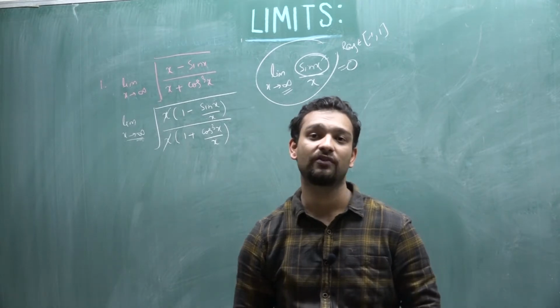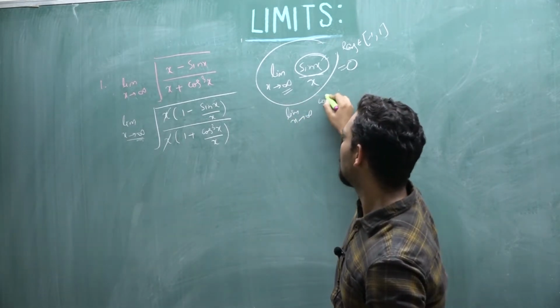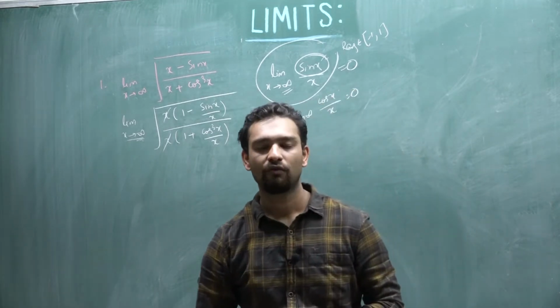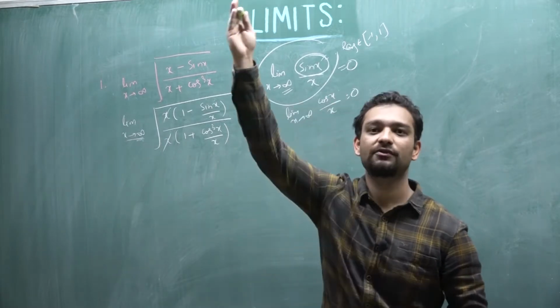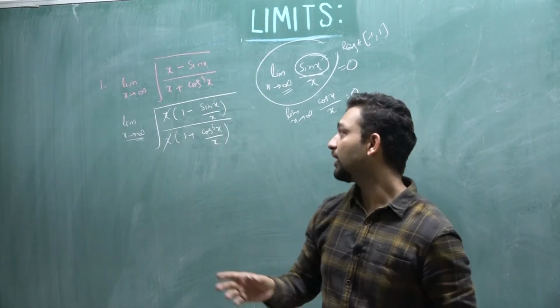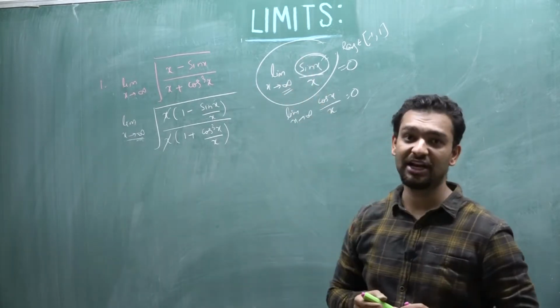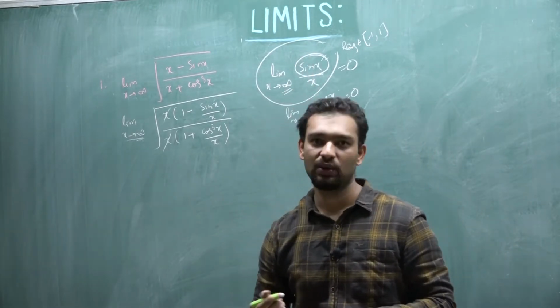Same will be the case for limit x tending to infinity of cos x by x; it will also come out as 0. For tan x we can't comment because the range of tan x is from minus infinity to infinity, but for sin x and cos x we can be sure that limit x tending to infinity of sin x upon x and cos x upon x will both be tending to 0.